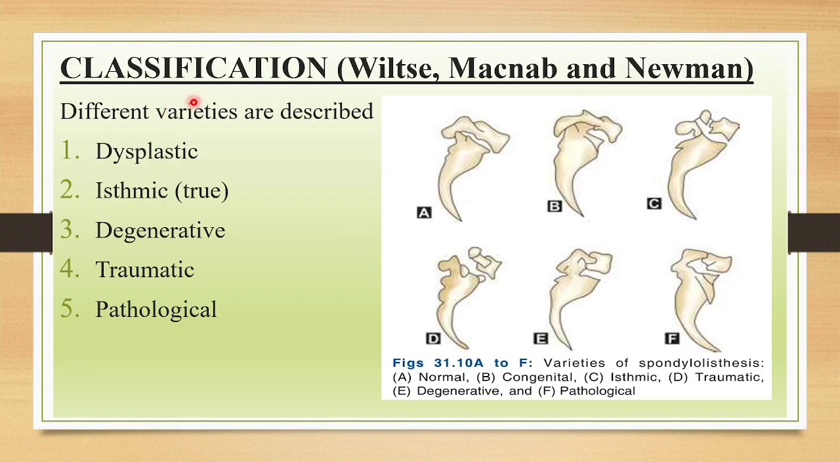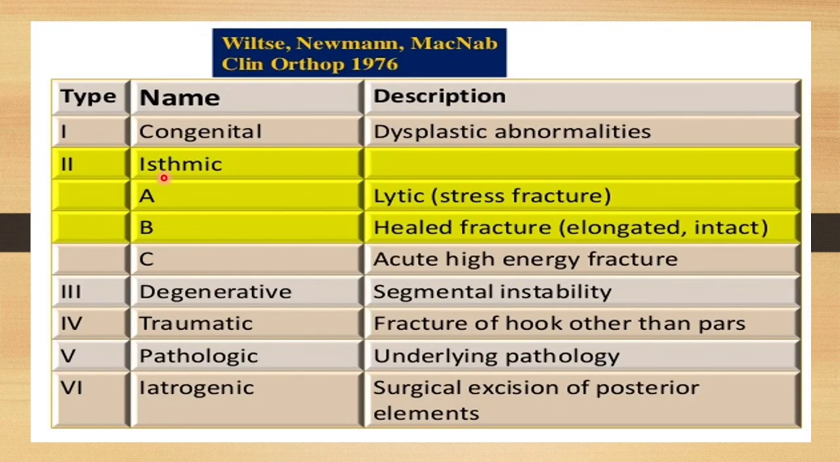The first classification is the Wiltse, Macnab, and Newman classification. They divided it into different varieties. The first is the dysplastic type, the second is the isthmic or true type, the third is the degenerative type, the fourth is the traumatic type, and the fifth is the pathological type. So this is the description of the different types.